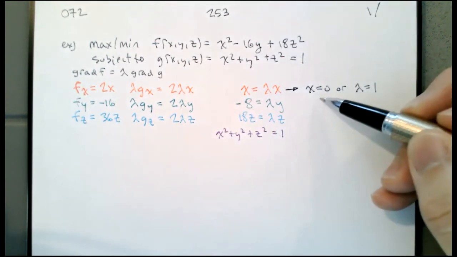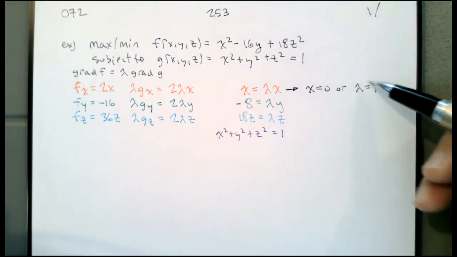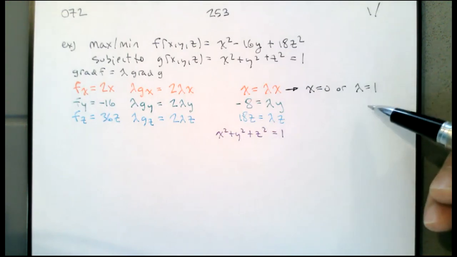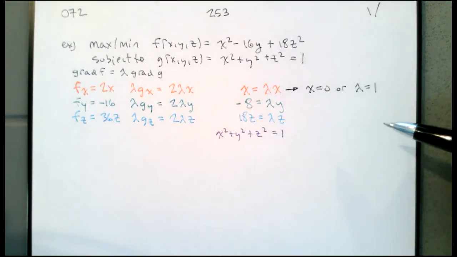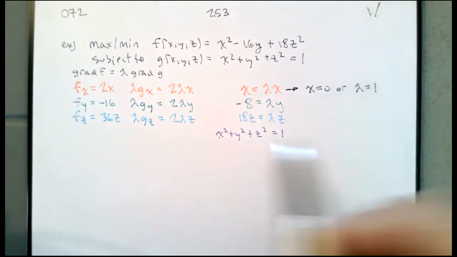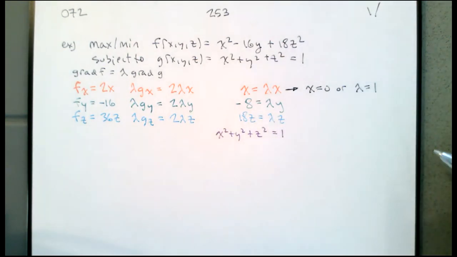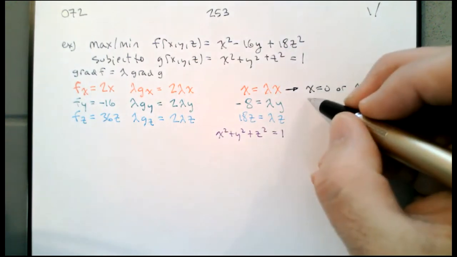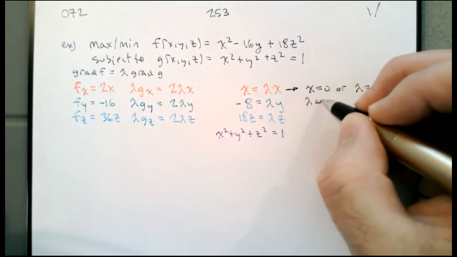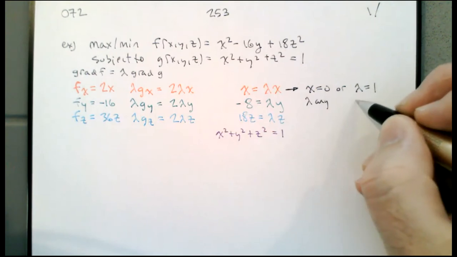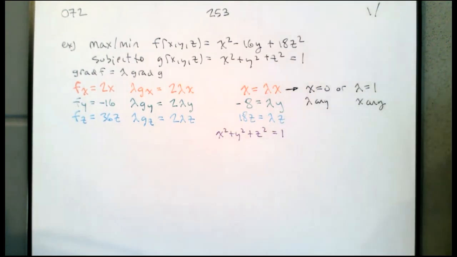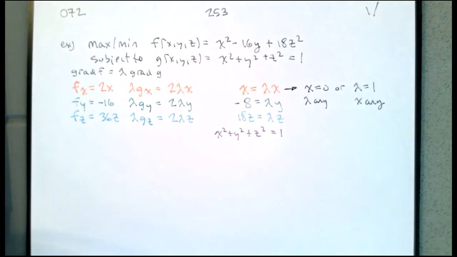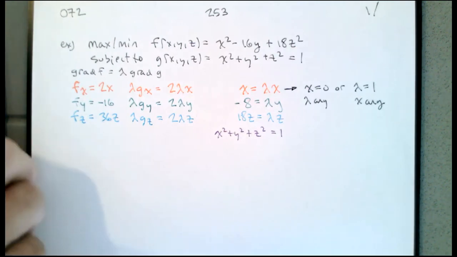So when I say x is 0, this includes lambda is anything. But if lambda is equal to 1, x can be anything, because then x is just equal to 1x. So either x is 0 and lambda is any, or lambda is 1 and x is any. So that first equation has given us 2 cases to work with. X is 0 or lambda is 1. Let's pick one of those and run with it.